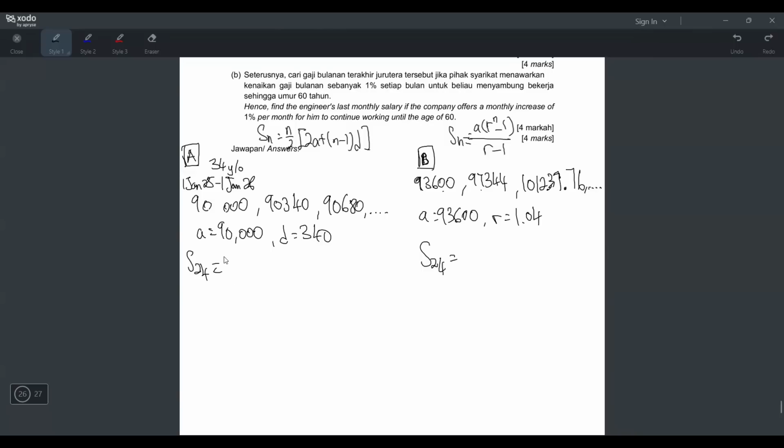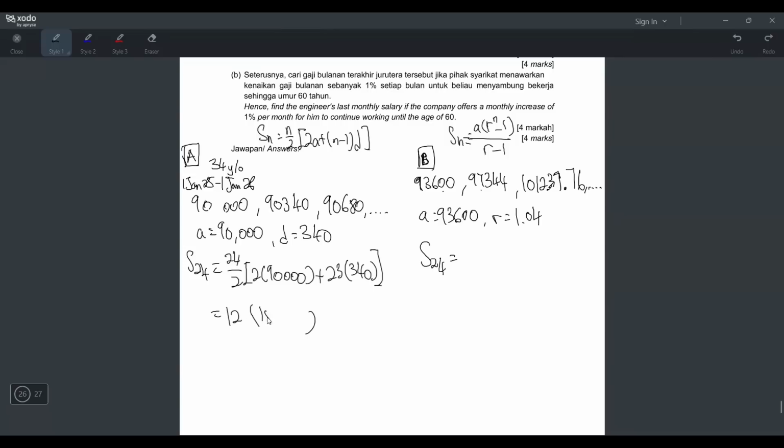Okay, let's do this one first. n over 2, so 24 over 2. Big bracket 2a, a is 90,000, plus n minus 1 d. 24 minus 1 is 23. d is 340, close bracket. Now press it. 24 divided by 2 is 12. And then press this whole thing in your calculator: 2 times 90k plus 23 times 340.